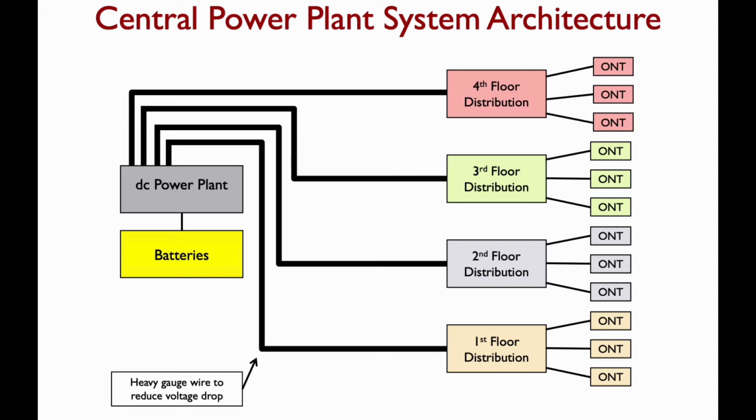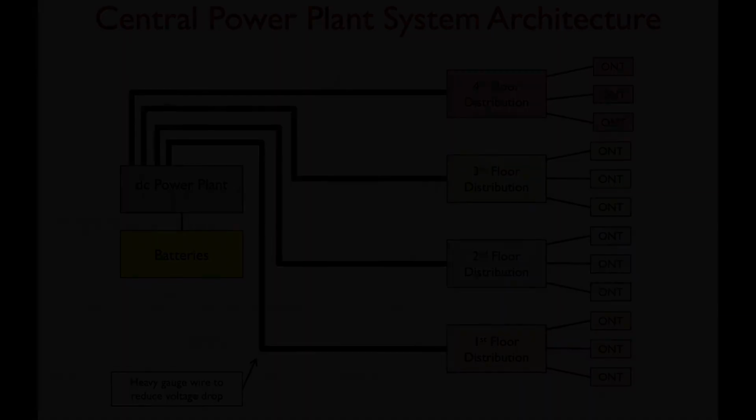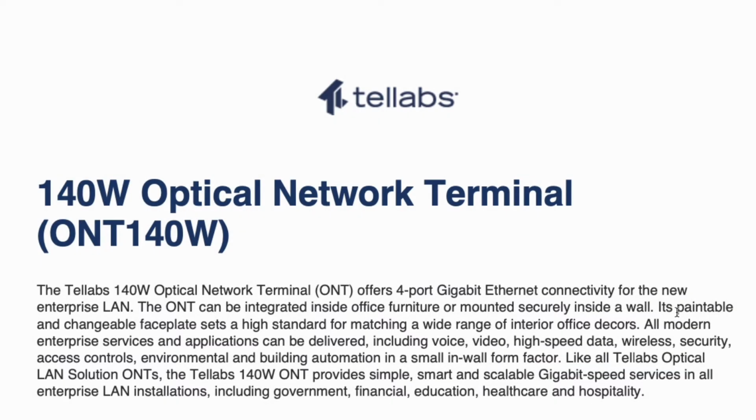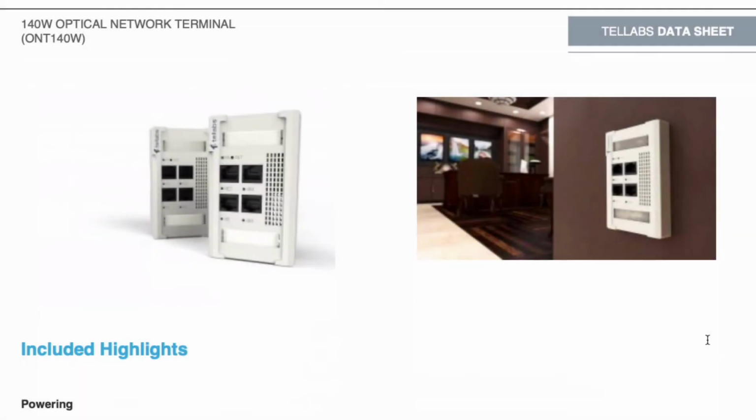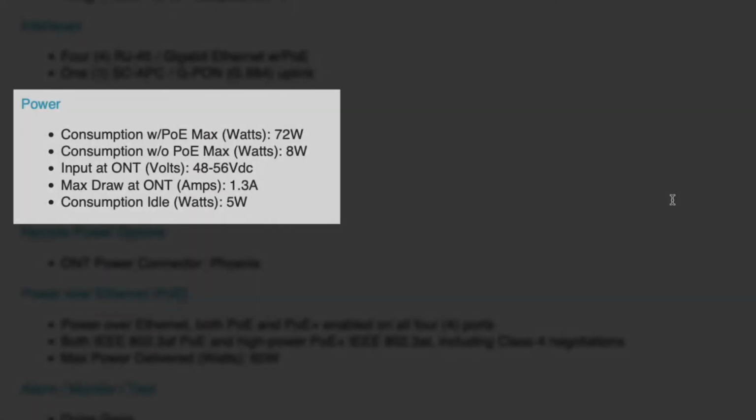To complete this portion of our power system design, the customer needs to tell us the total number of ONTs and their power draw. Remember, we design from the outputs back to the inputs. They need to also tell us which model ONT they plan to use. I'll assume a Tel Labs 140W model optical network unit. This is what that unit looks like.